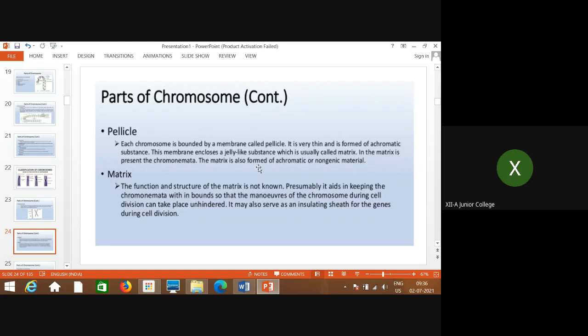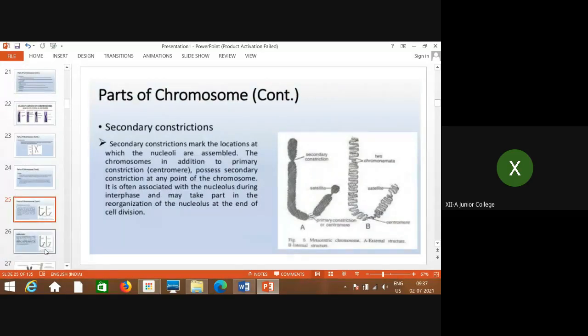The matrix is formed of achromatic or non-genetic material. It is not made up of genetic material, and achromatic means it's colorless. The function and structure of the matrix is not known as yet, but it is assumed to aid in keeping the chromonemata within boundaries, so that the maneuver of the chromosome during cell division can take place unhindered. It may also serve as an insulating sheet for the genes during cell division. So these are the parts of the chromosome.